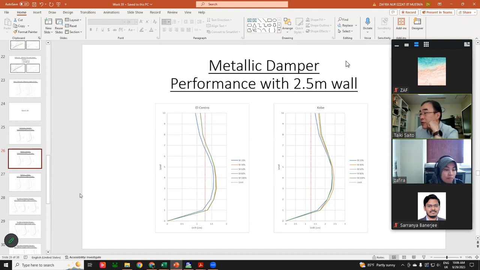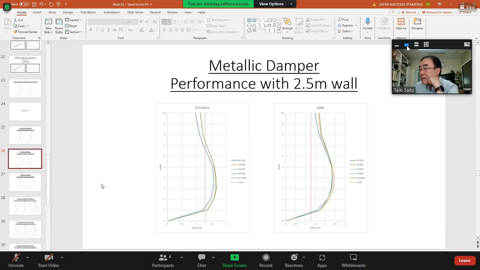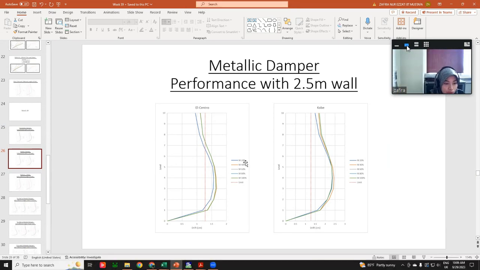Yeah, if the beam is stronger, because the coupling ratio is higher, you must reduce the strength of the coupling beam to make it weaker. Yes, but 20% is maybe already strong. You must reduce more. But if we reduce more, Sensei, the damper will be damaged severely. But I don't know. It's worth checking.